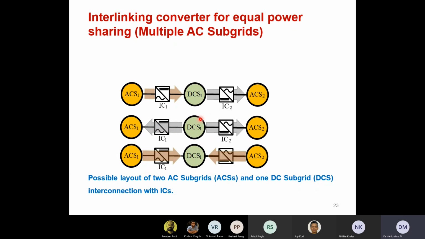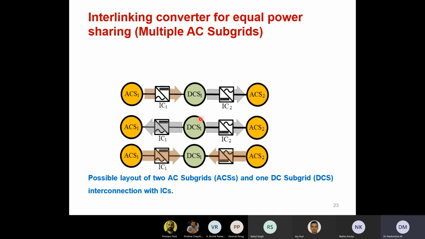Okay, so as I said, ACS means AC subgrid. An AC subgrid is a collection of various distributed generation connected to transmission lines and loads. Similarly, a DC subgrid has only DC sources and DC loads. In order to operate or analyze multiple AC subgrids, all AC sources within a location are named AC subgrid 1, AC subgrid 2, and DC subgrid 1. In order to feed the load, there will be a generation and load imbalance between AC subgrid 1 and AC subgrid 2. Similarly, DC subgrid 1.